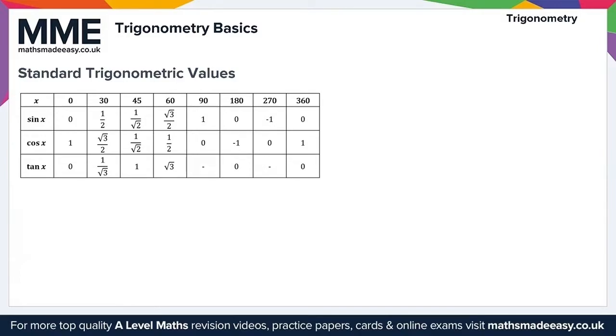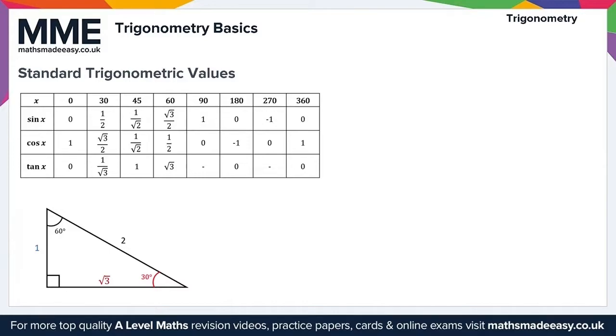And in case you forgot how to derive these exact values, here's a useful way of remembering. Start by imagining an equilateral triangle with side length 2 centimeters, and split the triangle in half and label each side appropriately. So you get something that looks like this.